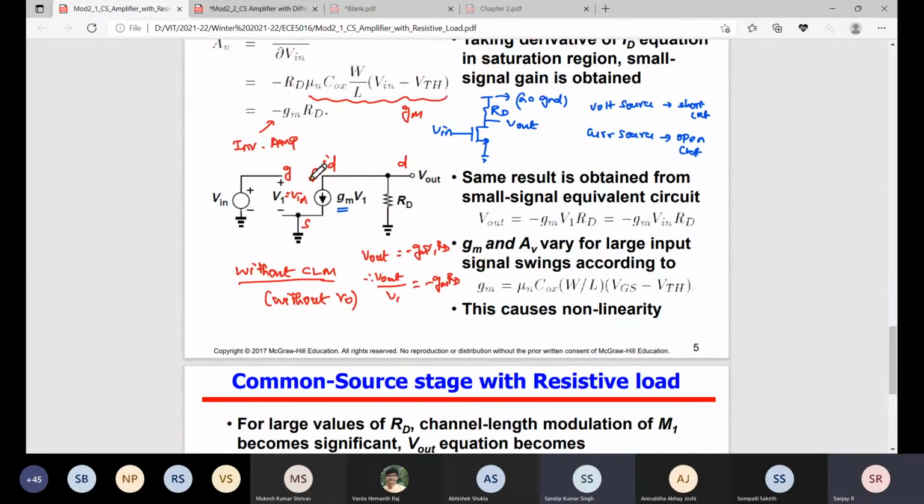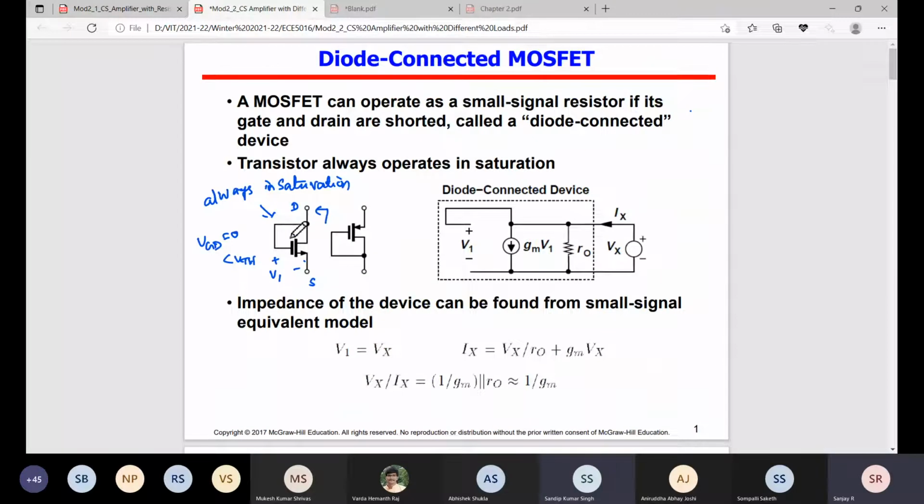You can see the gate and drain are connected because this is a gate and drain connected MOSFET. This is the gate terminal, this is the drain terminal, so gate and drain are connected. I will put a small marking so that you can understand it is a small signal model. This connection, and the remaining is all the same. So gm, VGS is V1 here, and the drain to source resistance, the channel length modulation resistance, is also there.